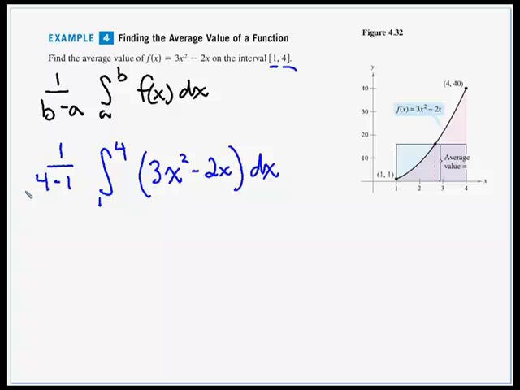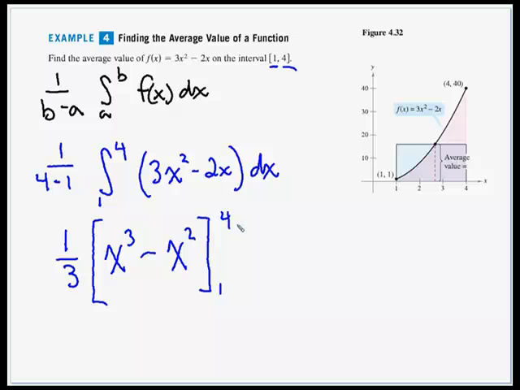So let's see, our fraction out front is going to be 1/3. And then here let's take the antiderivative. We're going to have 3x to the third divided by 3, so the 3's will cancel out. We're left with x to the third. Minus, raise the power by 1, that would be 2x squared divided by 2. Again, the 2's will cancel out, so we're left with just x squared. And then we have our bracket on the other side from 1 to 4.